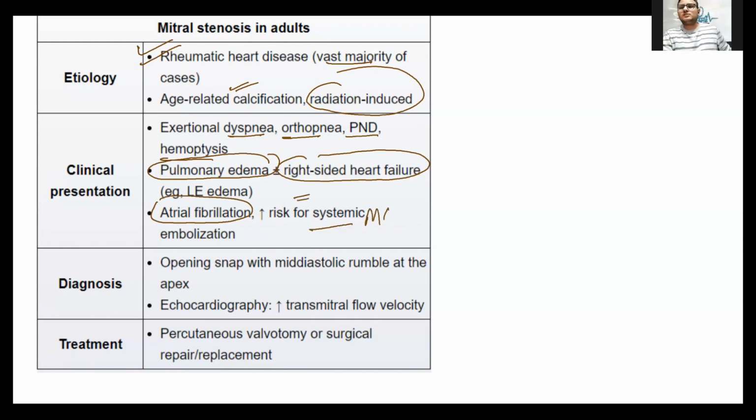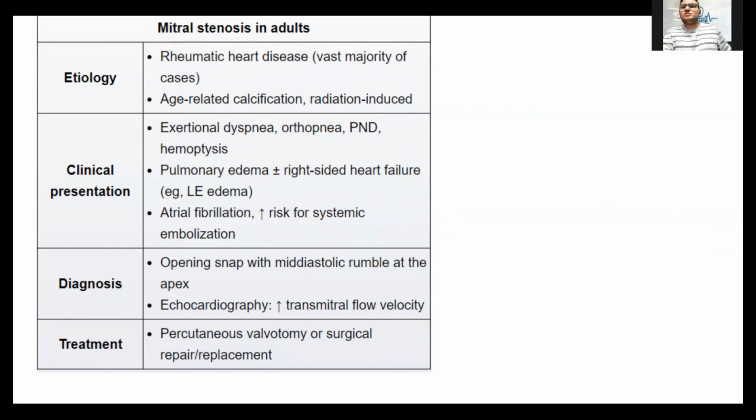This is the next important MCQ: systemic embolism. It is an MCQ. Okay. So diagnosis is by opening snap with mid-diastolic rumble and echocardiography. There will be increased transmitral flow velocity. What is the treatment of mitral stenosis? We will do valvotomy and surgical replacement.